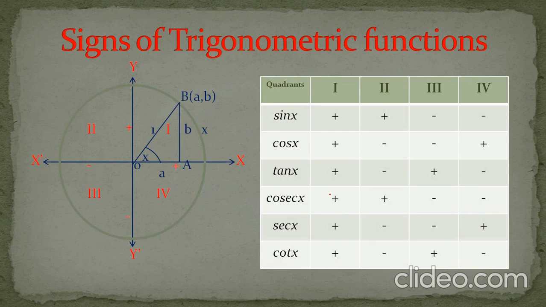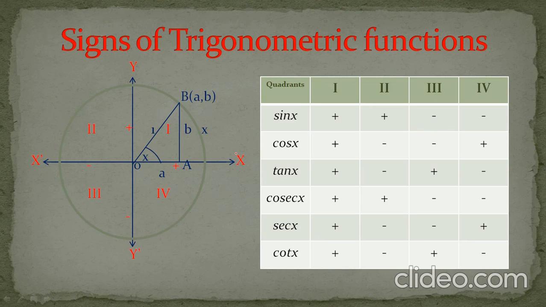Next is signs of trigonometric functions. Now here we will see these functions: sin x, cos x, tan x, cosec x, secant x and cot x. We will see what sign these functions have in the 4 quadrants, that is first, second, third and fourth. हम इसमें ये पता करेंगे कि इन functions का इन चारों quadrants में क्या sign है.